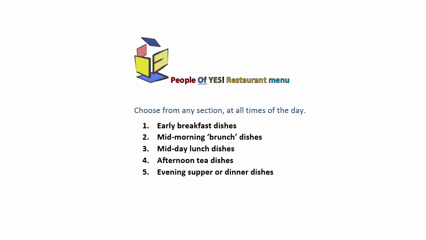First, early breakfast dishes. Second, mid-morning brunch dishes. Third, midday lunch dishes. Fourth, afternoon tea dishes. Fifth, evening supper or dinner dishes. Of course, customers may choose from any of the 5 sections, according to their need.